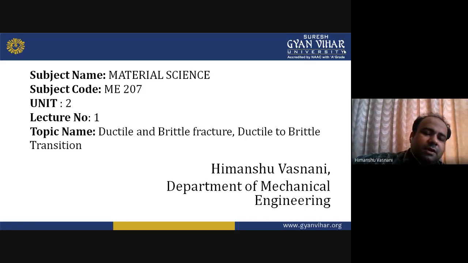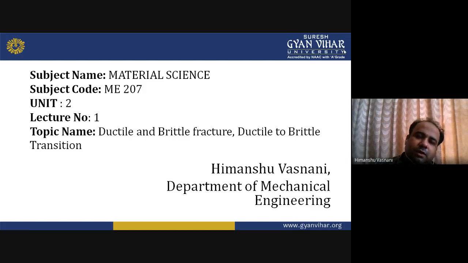Today I am here to present a lecture on material science. The subject is material science and the code is ME 207. Today we are studying unit number 2, lecture number 1. And today's topic is ductile and brittle fracture and ductile to brittle transition.